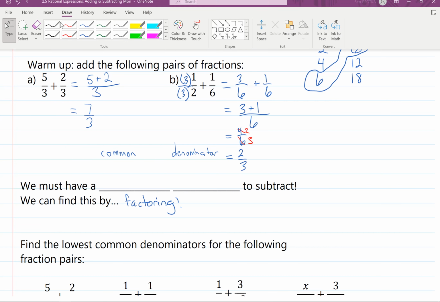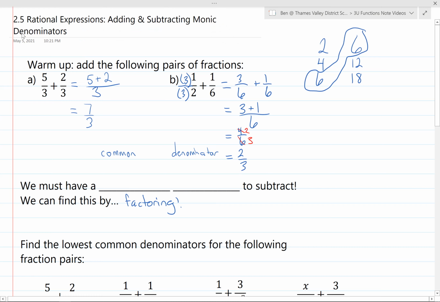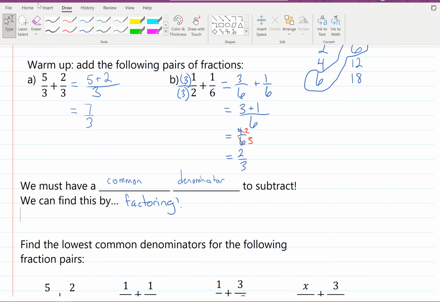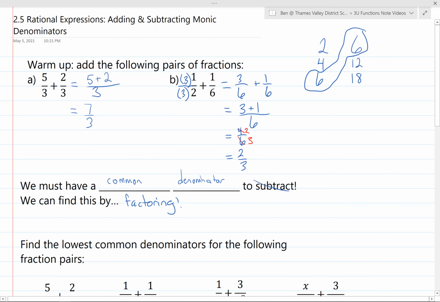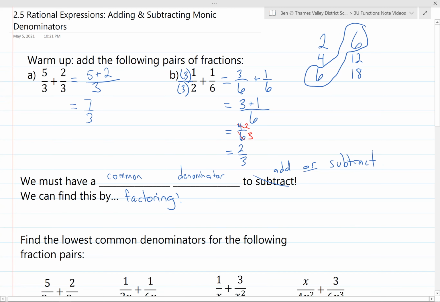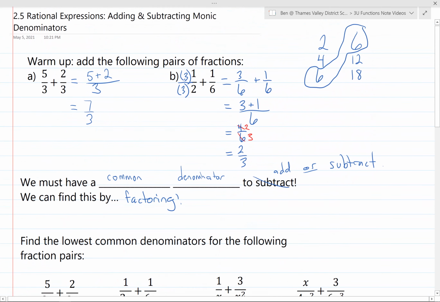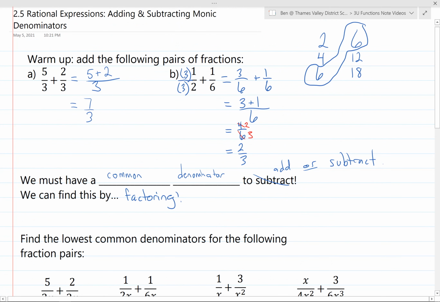Now, the lesson to take away here that we can't forget from elementary school mathematics is that we must have a common denominator to add or subtract our fractions. Now, how can we find common denominators if we're given a more advanced problem? Well, we might need to factor in order to solve it. We'll see how that goes.